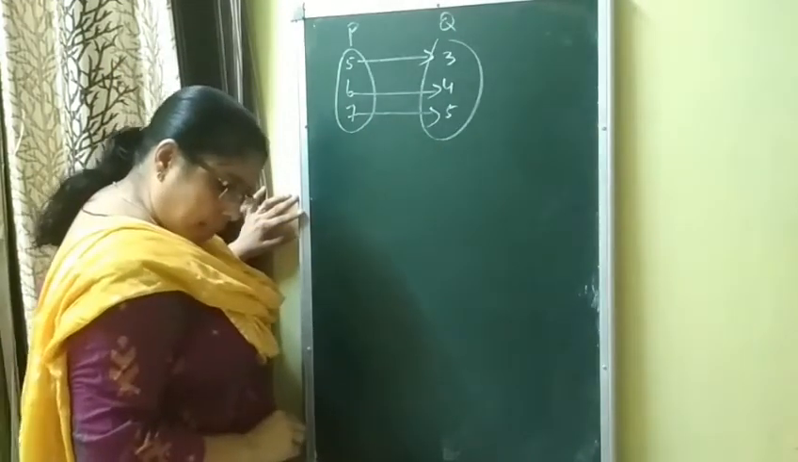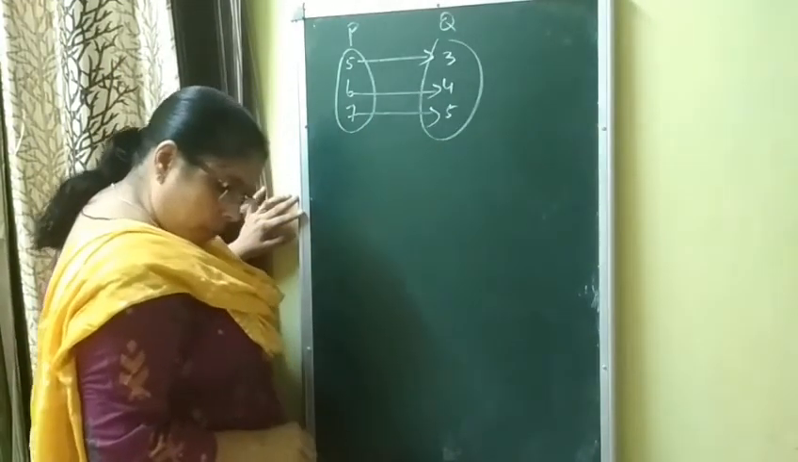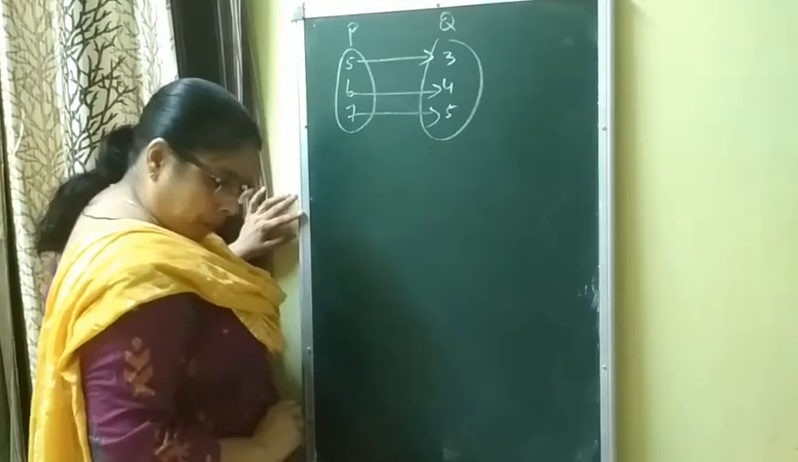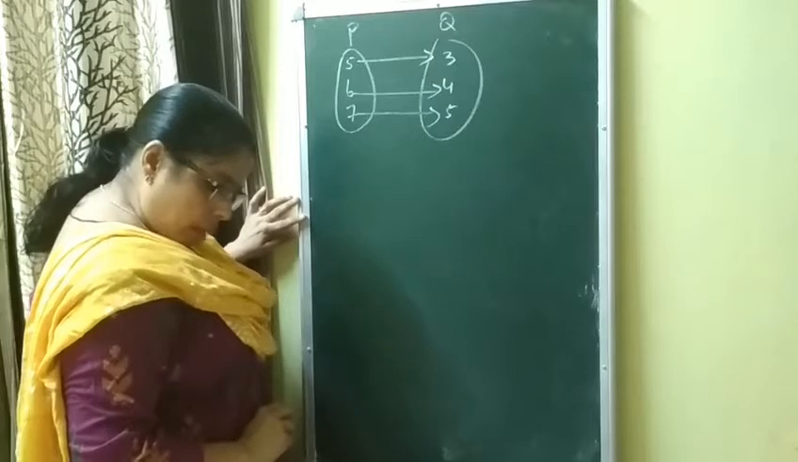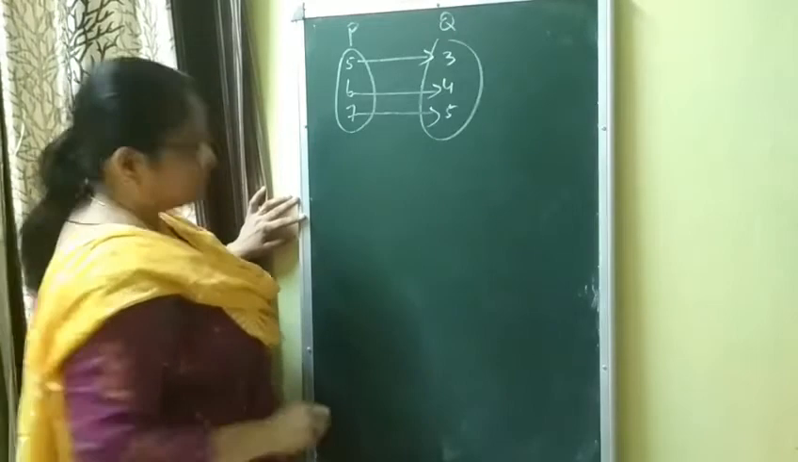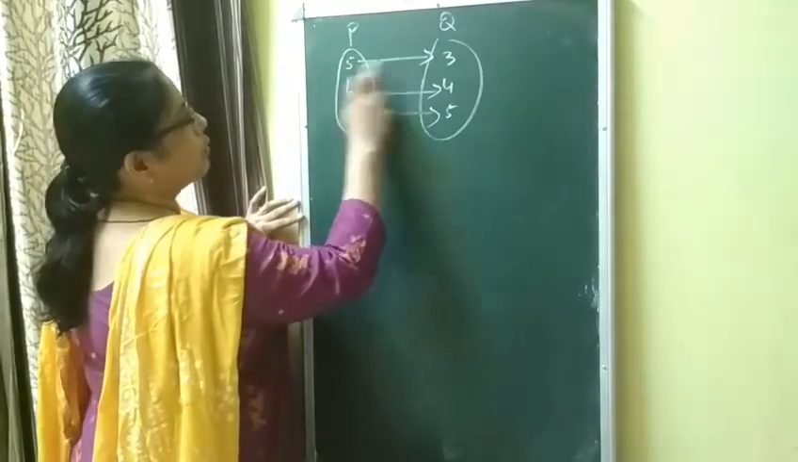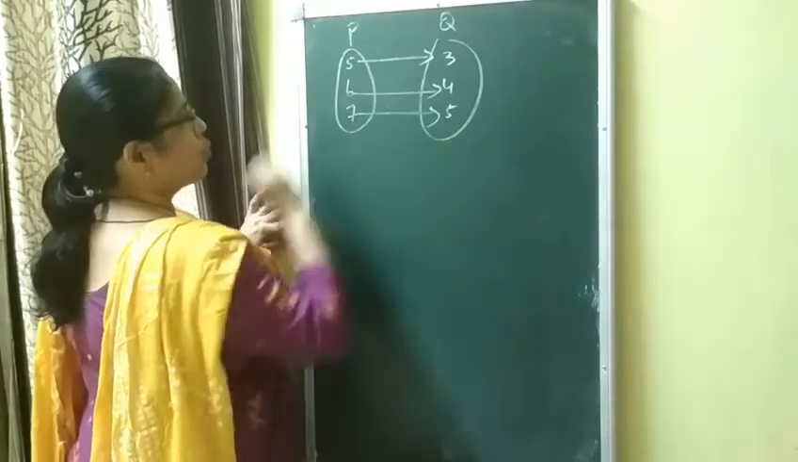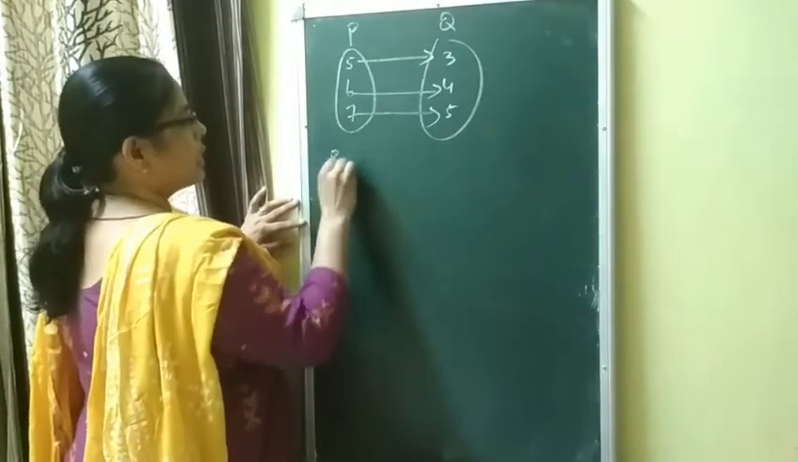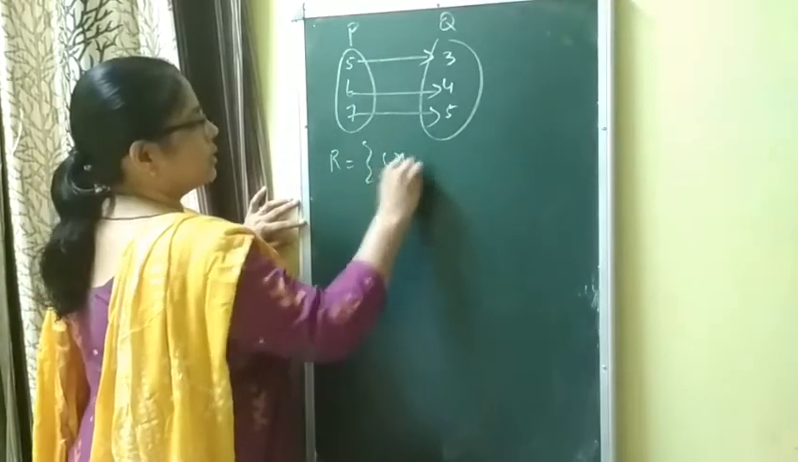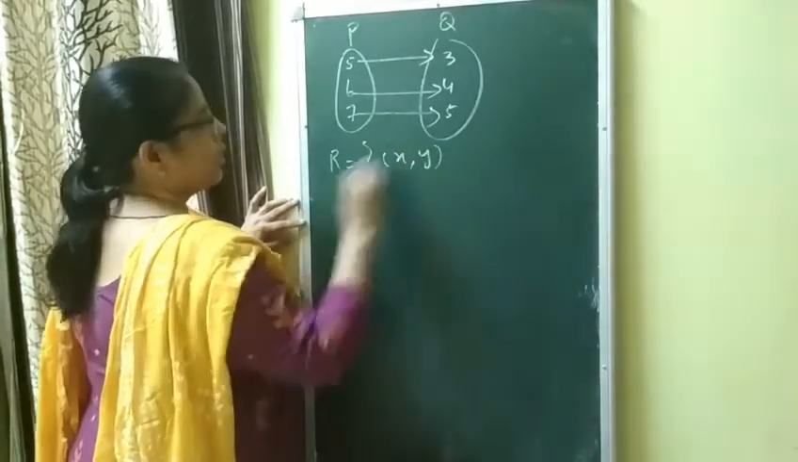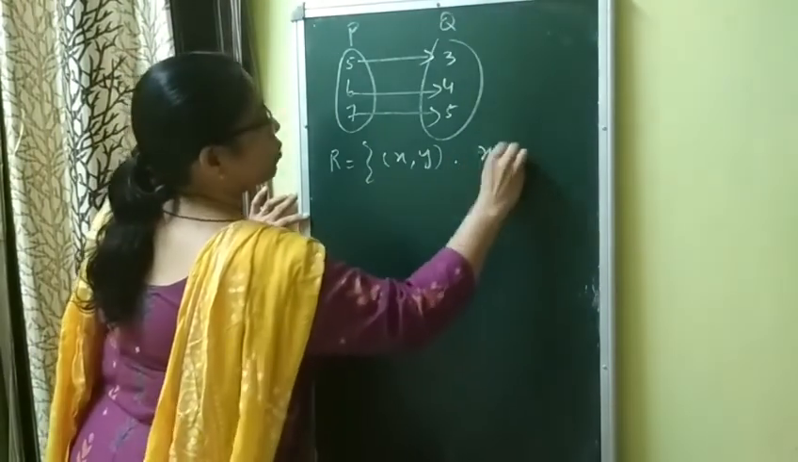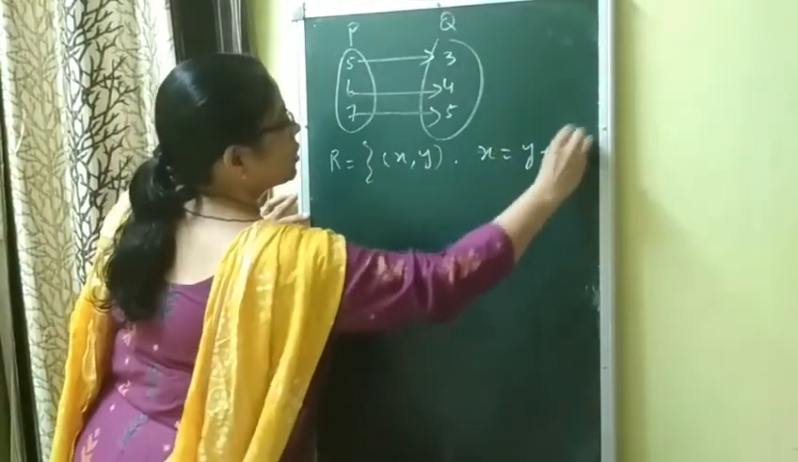And the question is to write it in roster form and set builder form, and find the domain and range. How do we get 5, 3? 3 plus 2 is 5, 4 plus 2 is 6, 5 plus 2 is 7. Then the relation is the set of (x, y) such that x is equal to y plus 2. This is the set builder form.